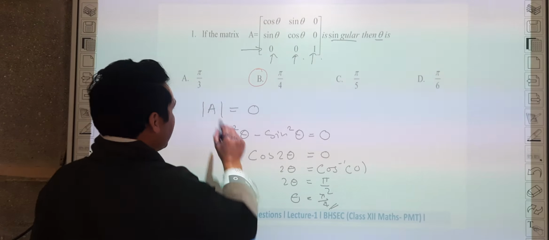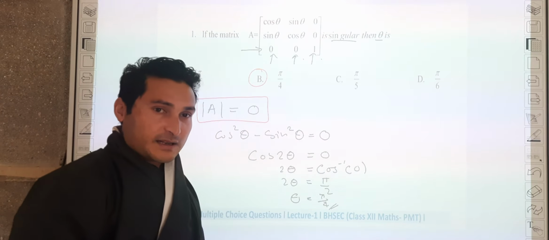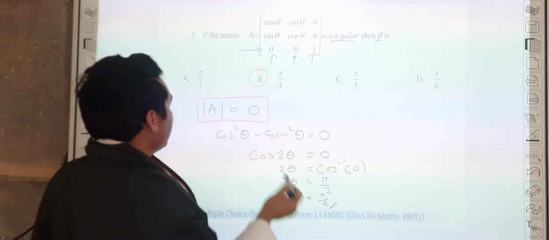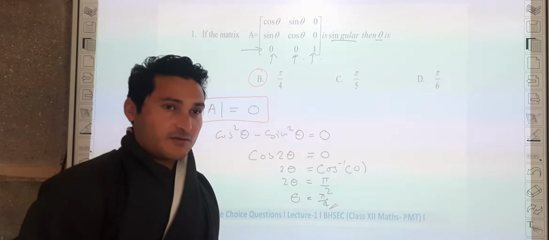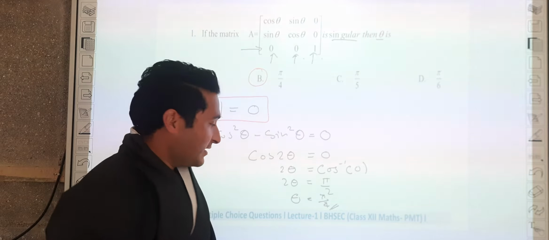Hope it's clear. The important point here is this condition for a singular matrix. A matrix is singular if the determinant is equal to 0, or when the determinant is equal to 0, then the matrix is said to be singular.